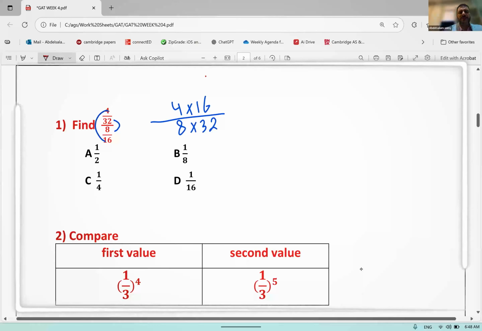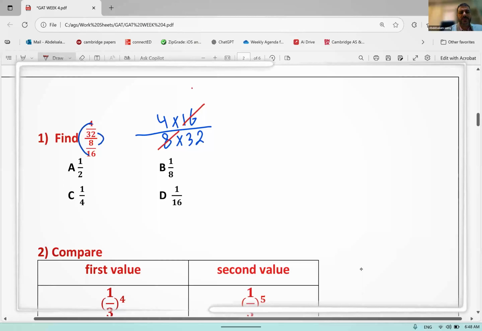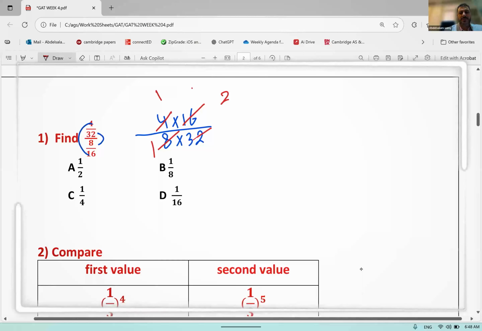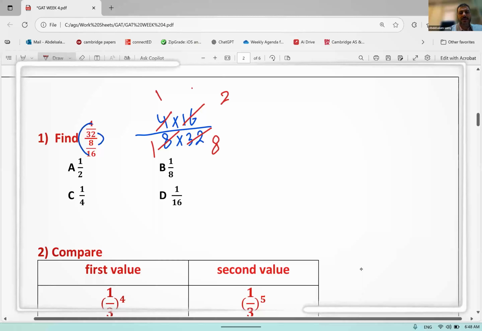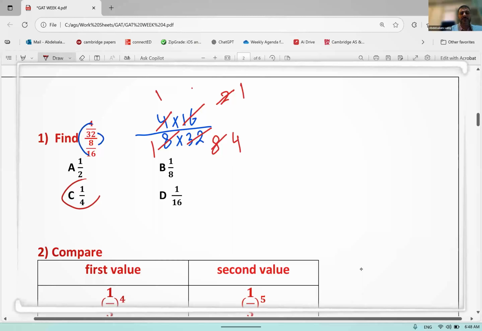And now, can you divide 16 divided by 8, 2, and here 1. 4 divided by 4, 1, and 32 divided by 4 will be 8. Divided by 2, 1, and 2 divided by 2, 4, it's a quarter, and we finish.